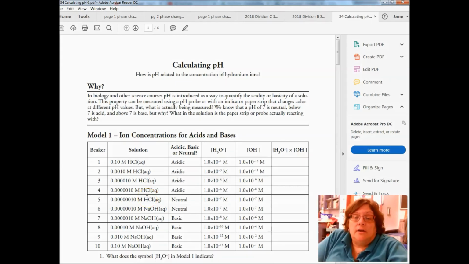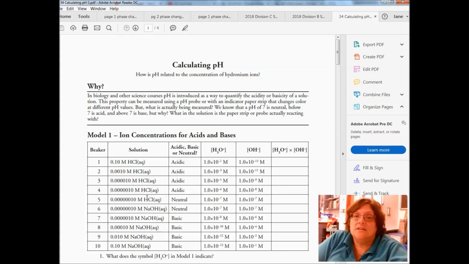We're going to talk about calculating pH. pH you've all heard of. You've seen lifeguards use it at the pool. You may have tested your own pool or your hot tub with it. It indicates an acid or a base. It indicates acidity or basicity.